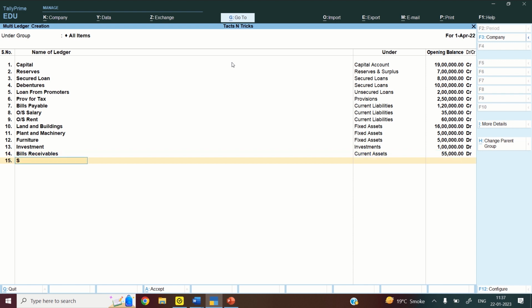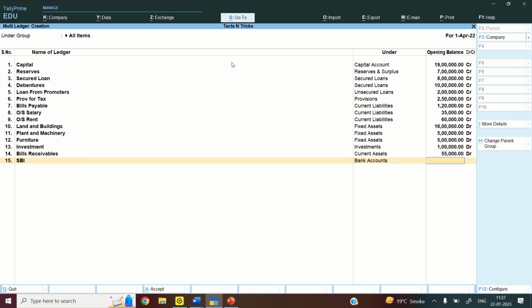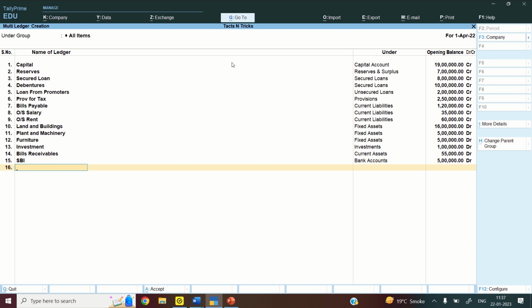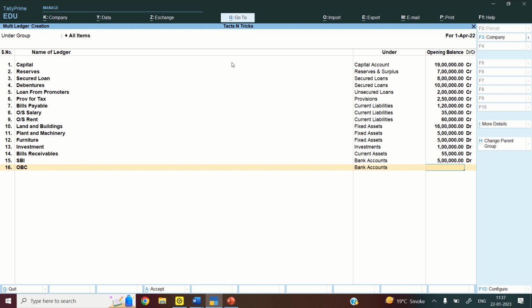Then comes State Bank of India. So short form I am writing SBI. So the company has two bank accounts. One is SBI and the balance is 5 lakh rupees. And another is Oriental Bank of Commerce, that is OBC. And the amount is rupees 3,20,000.